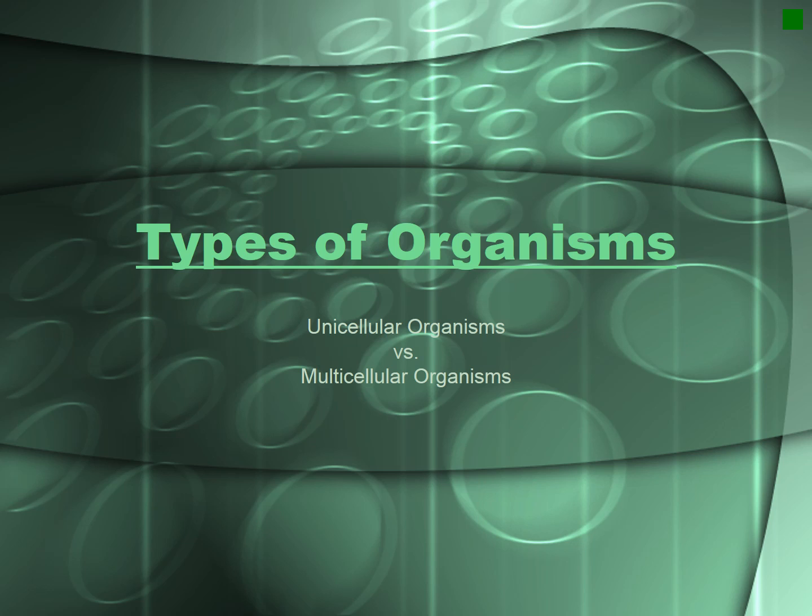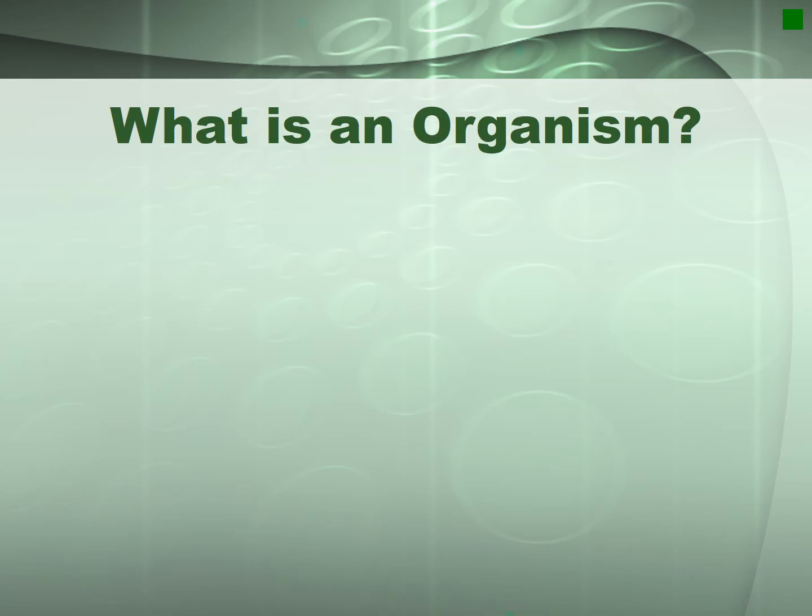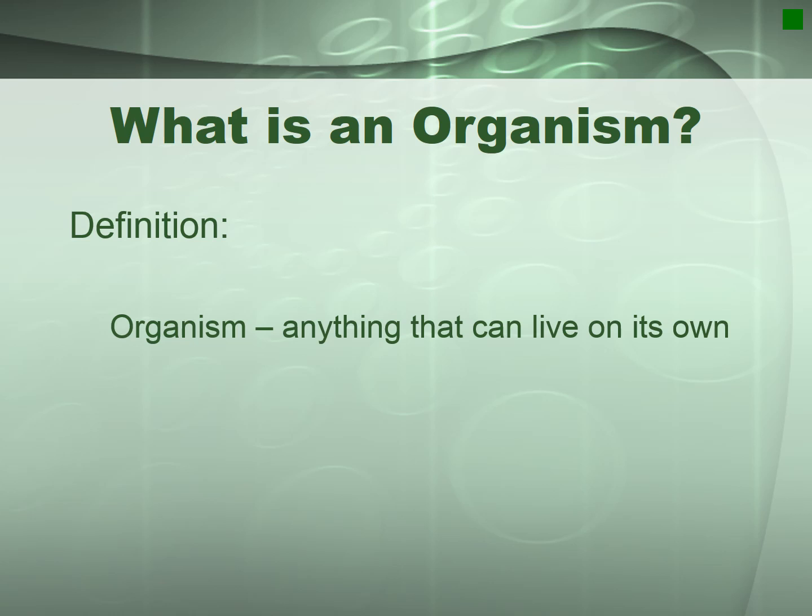Okay guys, today we're going to go ahead and take a look at types of organisms, unicellular organisms versus multicellular organisms. So what is an organism? A definition of an organism is anything that can live on its own.